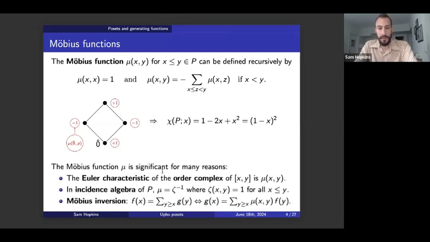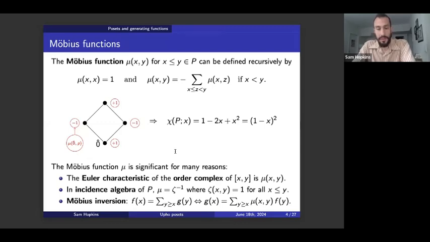Again, the Mobius function has many guises. It has topological significance as an Euler characteristic. It has algebraic significance in terms of the incidence algebra of the poset. And probably most important from the combinatorial point of view is Mobius inversion, which is a generalization of the principle of inclusion-exclusion to any finite poset or locally finite poset.